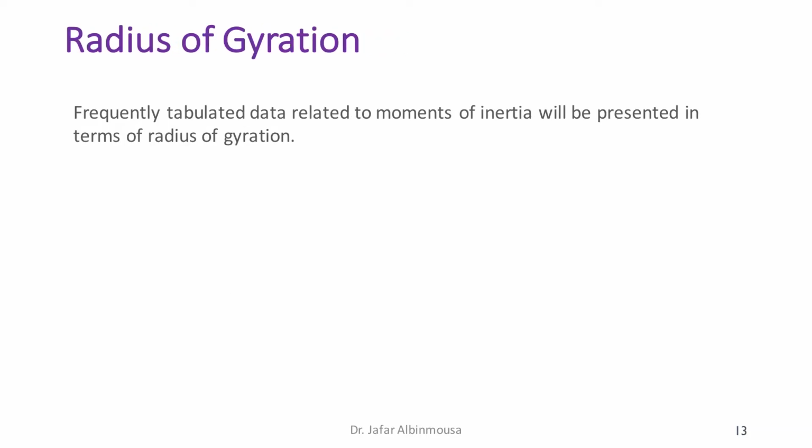Many standards and handbooks tabulate the moment of inertia in terms of radius of gyration, which is related to the mass and moment of inertia as follows. I is equal to m k squared, where k is the radius of gyration. Or we can say that k, the radius of gyration, is equal to the square root of I over m.